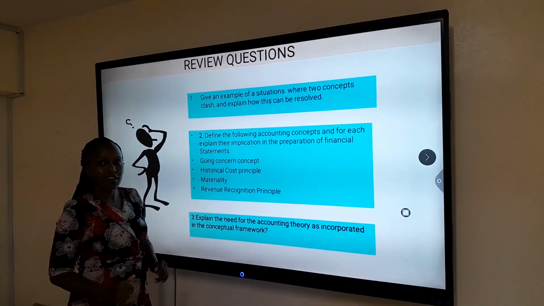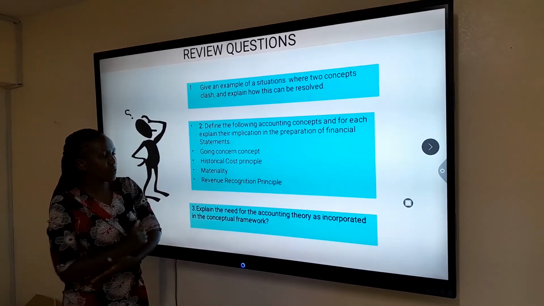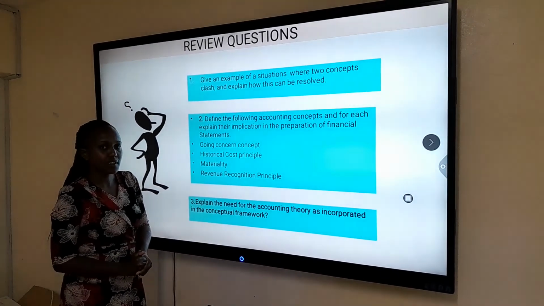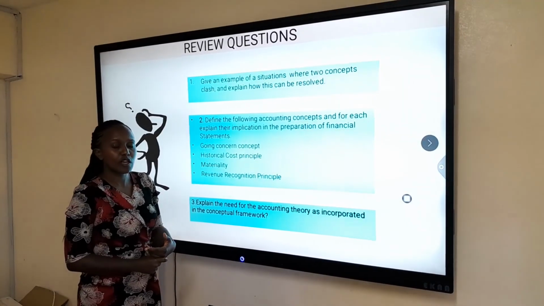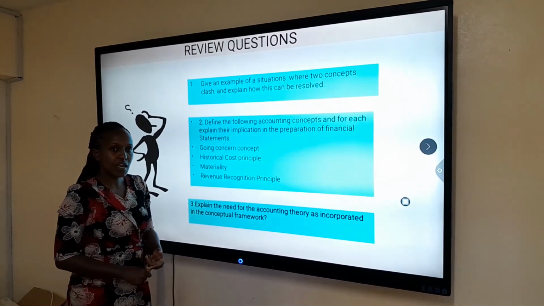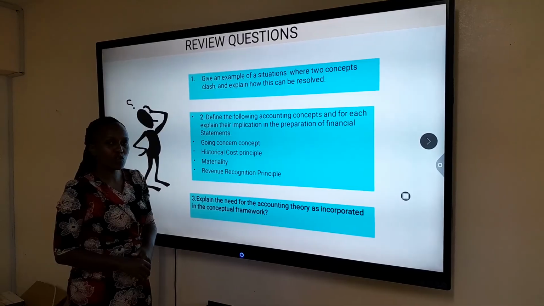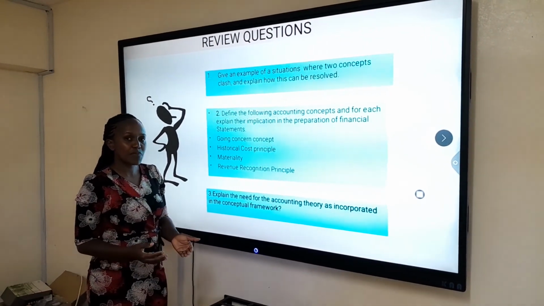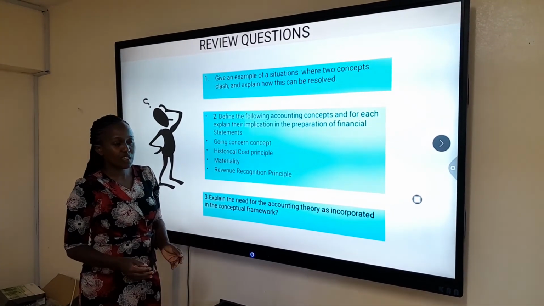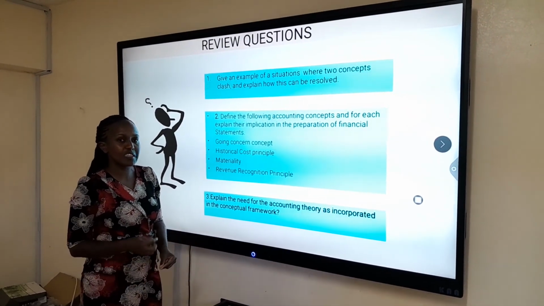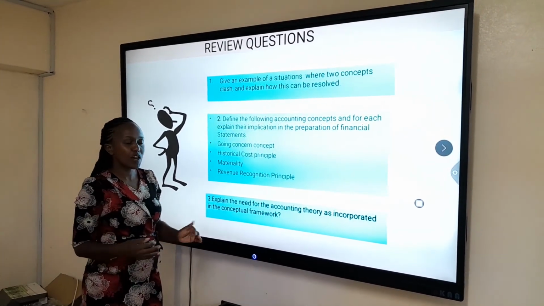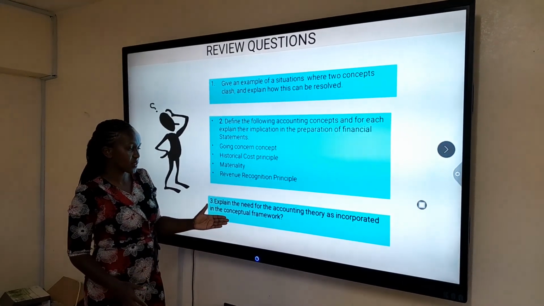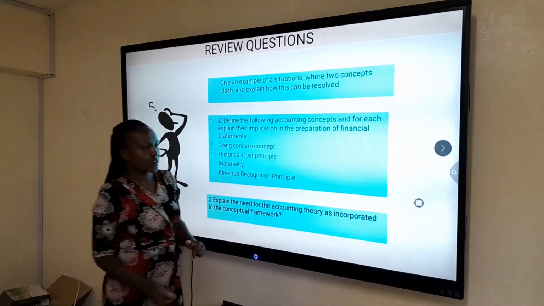And finally, another question would be, explain the need for accounting theory as incorporated in the conceptual framework. Why do we need the accounting theory? One of the reasons is to increase the user confidence in the financial statement. Users are more confident when they know that accounting is guided by similar principles. Again, it helps people to do the same thing, that is standardization, so that different organizations do not report differently. Rather, there is one common way of doing things, among many others that can be the reasons or the need for the accounting theory.